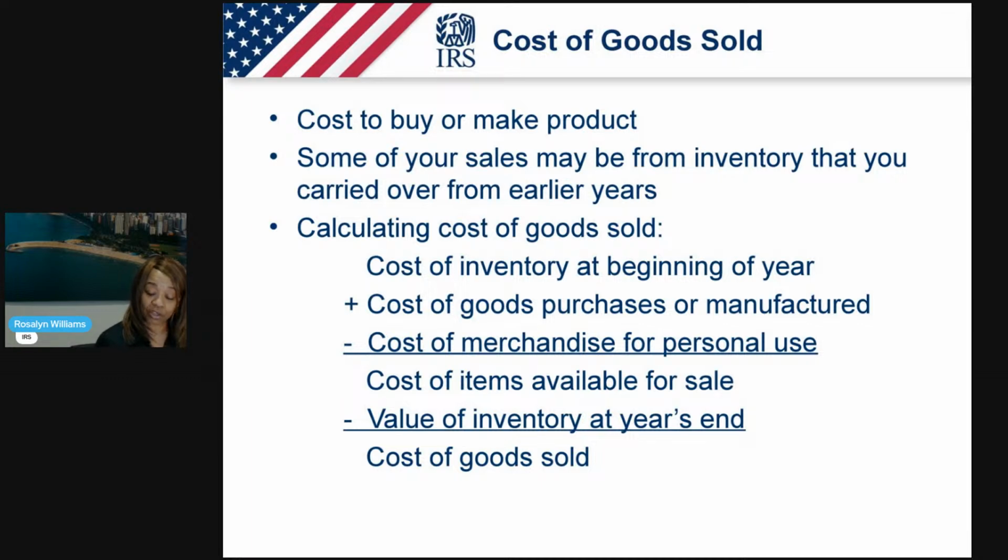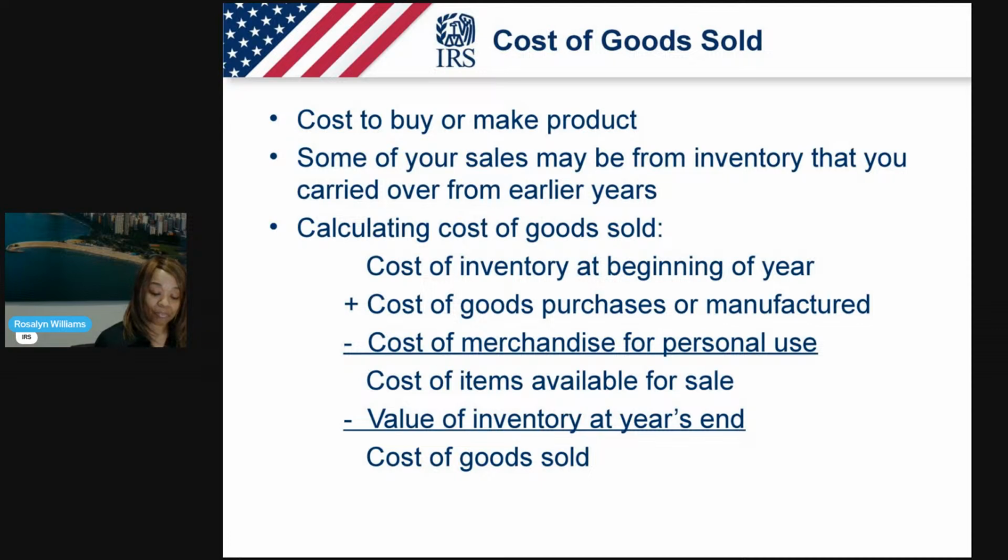The result is the cost of items available for sale during the year. Then subtract the value of your inventory at the end of the year. Your cost of goods sold is the remainder. This calculation is part 3, cost of goods sold, in the Schedule C.